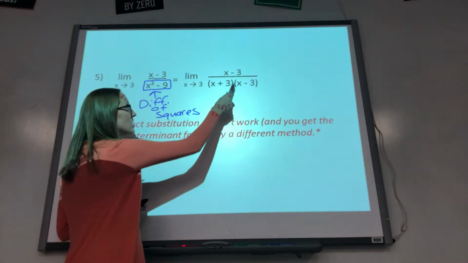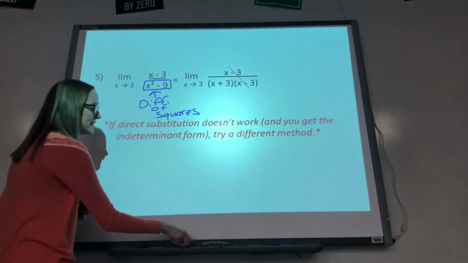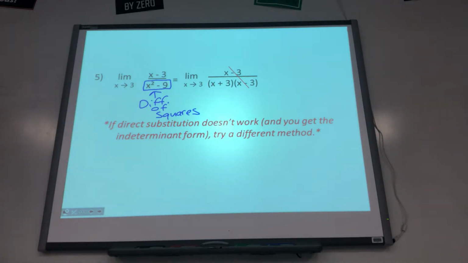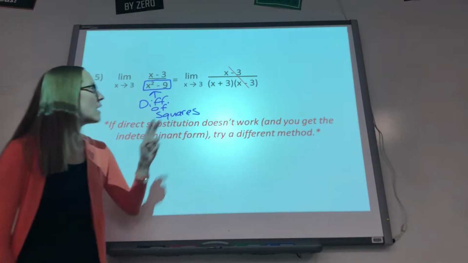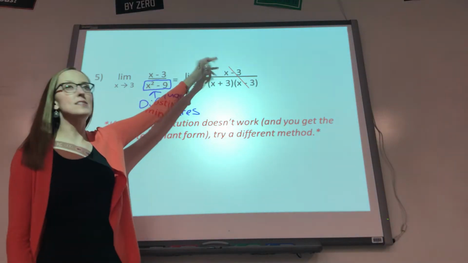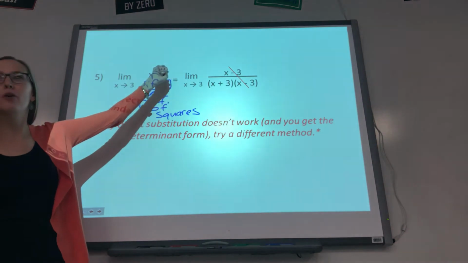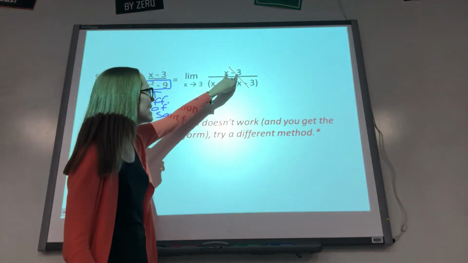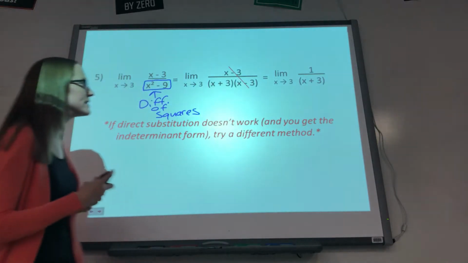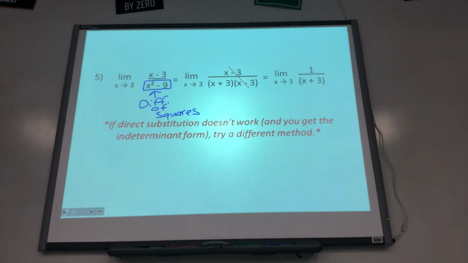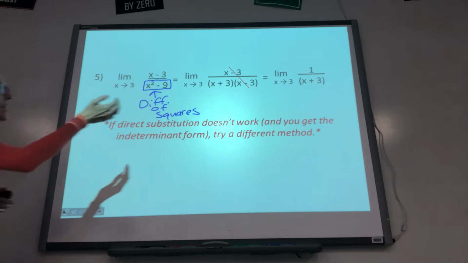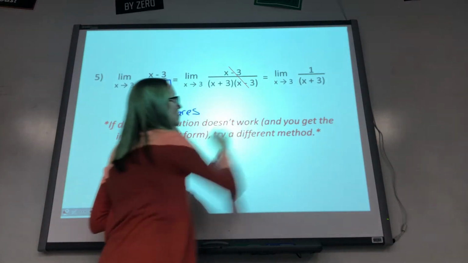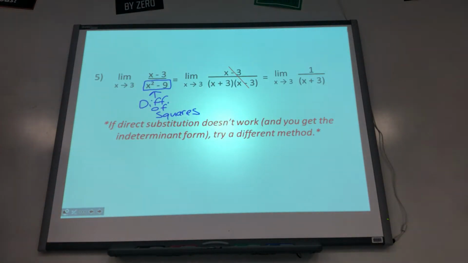Now, this is looking good because there's an x minus 3 on top, x minus 3 on bottom. Now it looks like there's nothing else on top, but what should we really put there? A 1. It's like taking x minus 3 divided by x minus 3. So anything divided by itself is still 1. And all I have on bottom now is just x plus 3.